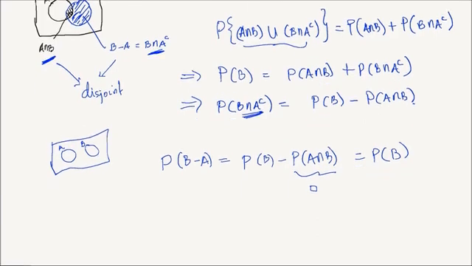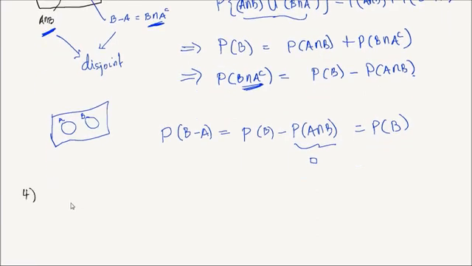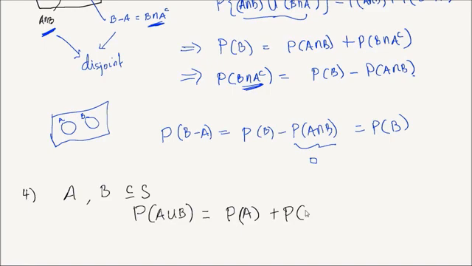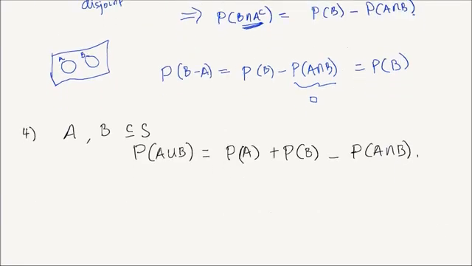Property number 4. It is called the inclusion-exclusion principle. For two sets A and B, which are subsets of the sample space, we have the probability of A union B to be equal to the probability of A plus the probability of B minus the probability of A intersection B. Let's show that.